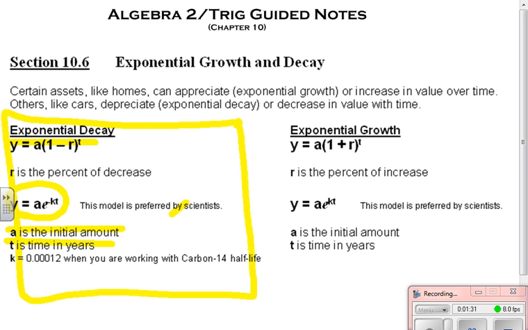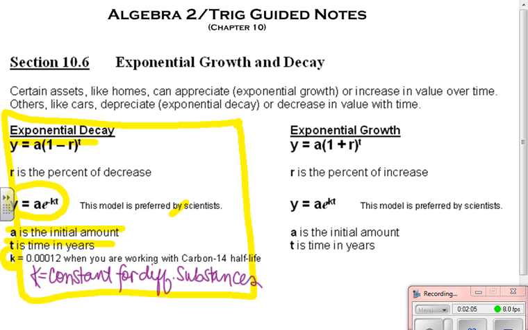A is still your initial amount. E is the natural number. K is a constant for different substances. So it changes. For example, carbon-14 is shown here as 0.00012. That information, you will either solve for it or be given it.